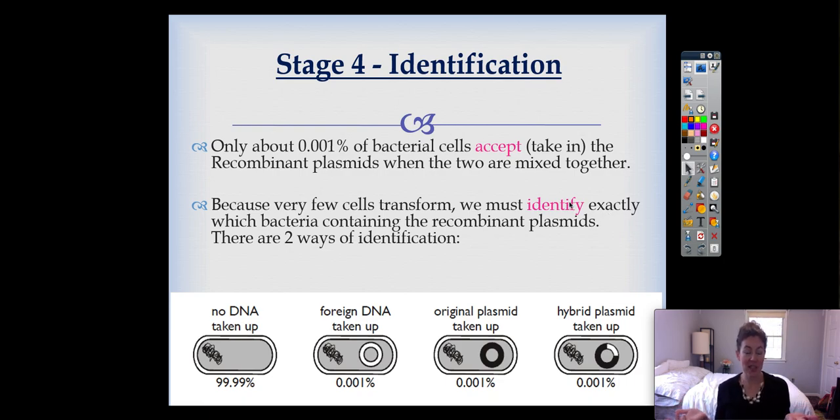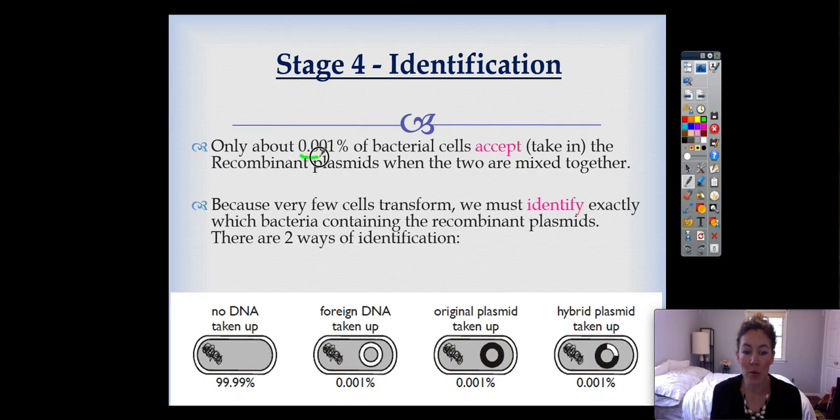See how quick that was? Stage 3 is just one slide. So we move right back into our notes to stage 4, which is identification. Now for identification, it's good to know which cells actually relaxed enough to let that plasmid inside.